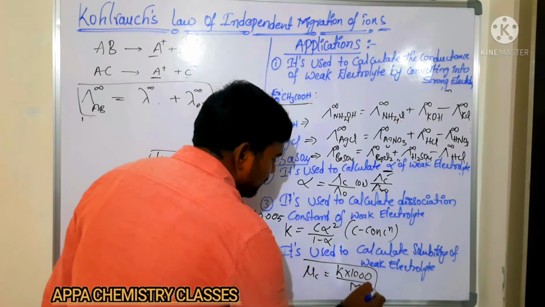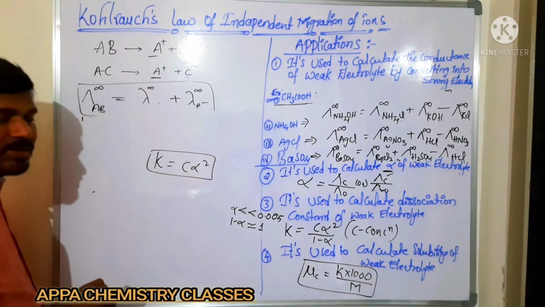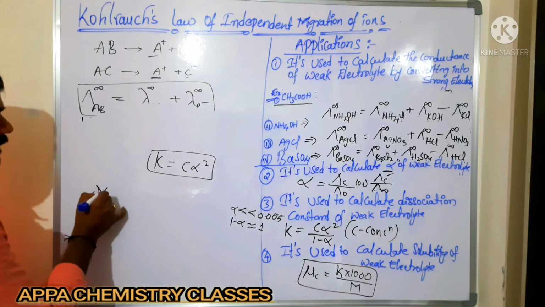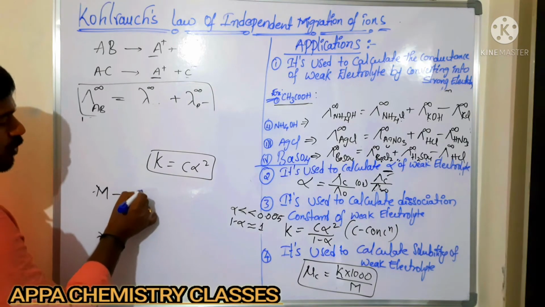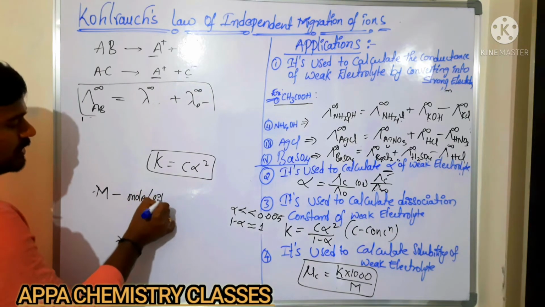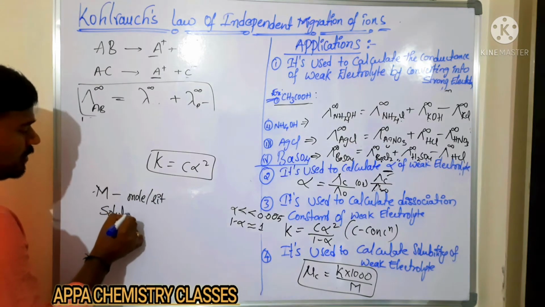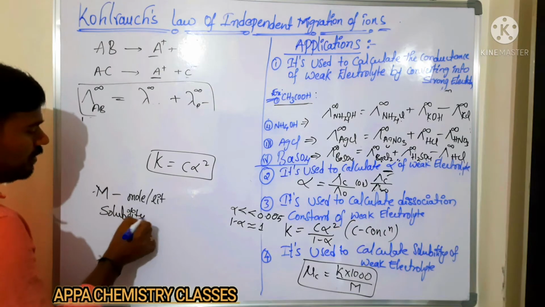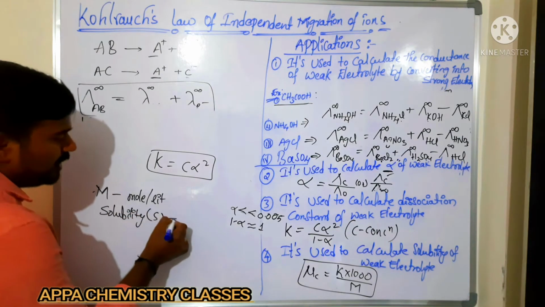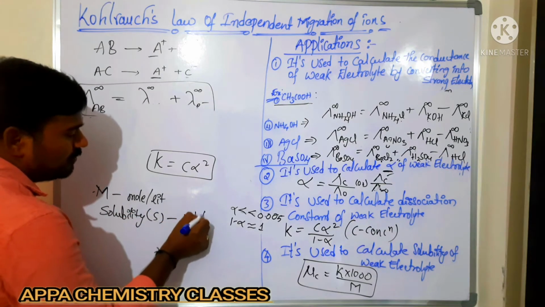So this is the relation between molar conductance, specific conductance and molarity. Molarity is expressed in which units? Mole per liter. And solubility is also expressed in mole per liter. Solubility can also be expressed in mole per liter only.